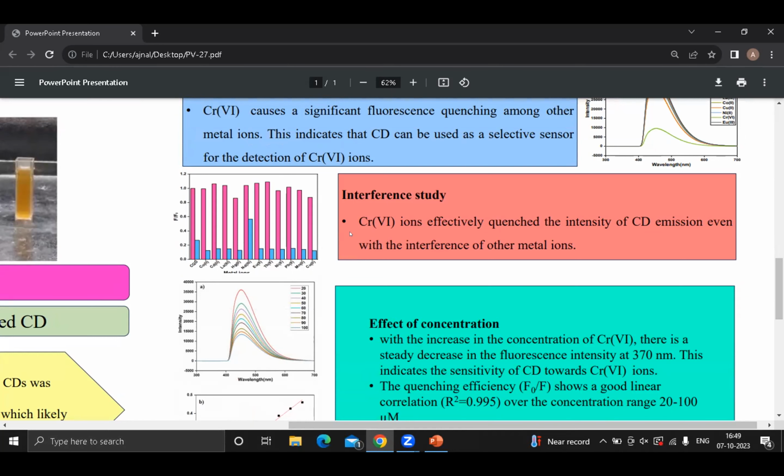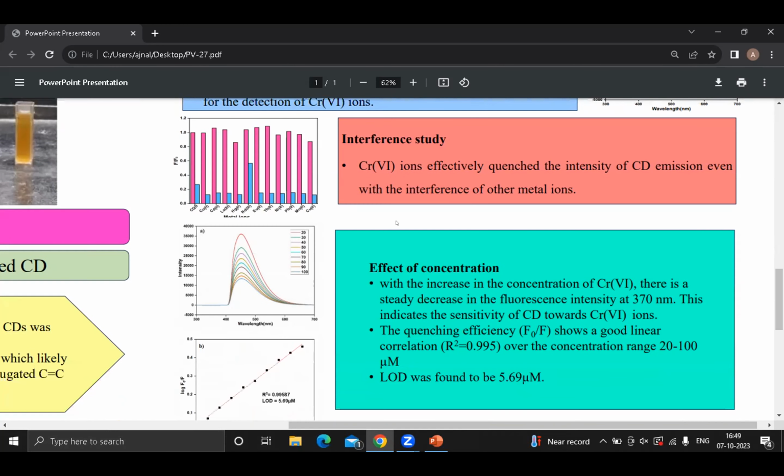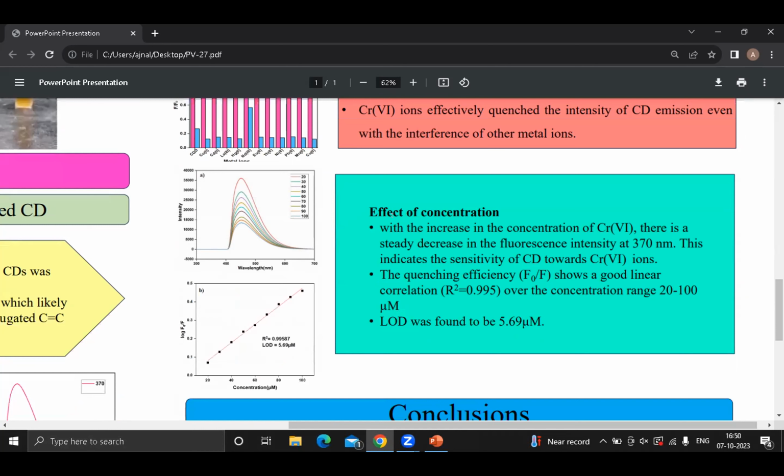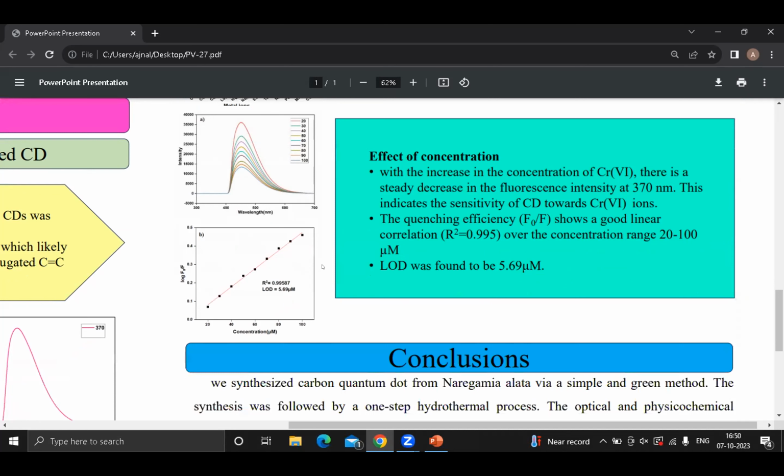In the interference studies, we mainly did this study to evaluate the sensor performance of this synthesized CD. The effect of concentration shows the LOD was 5.69 mMolar. So this synthesized CD can be used as a selective sensor for chromium 6 ions. Thank you.